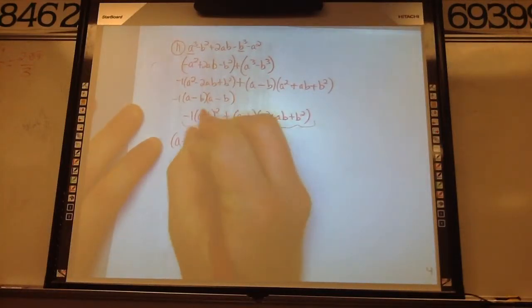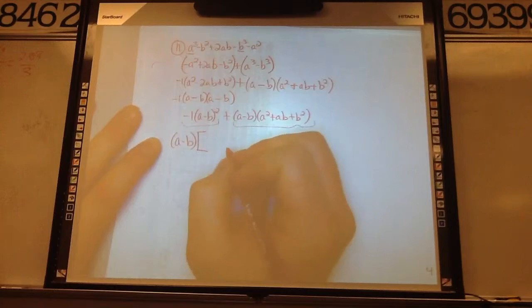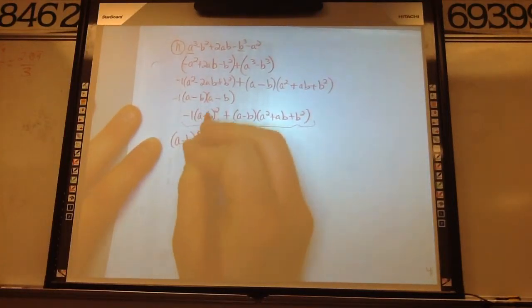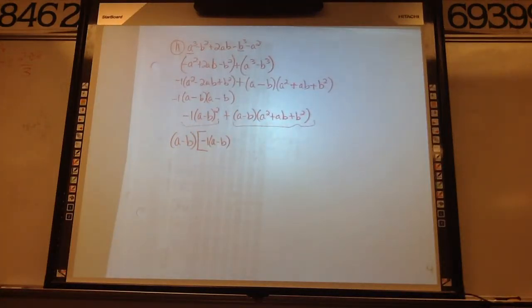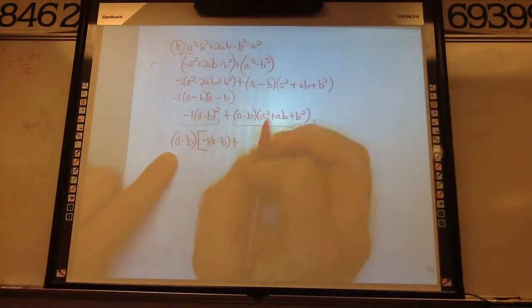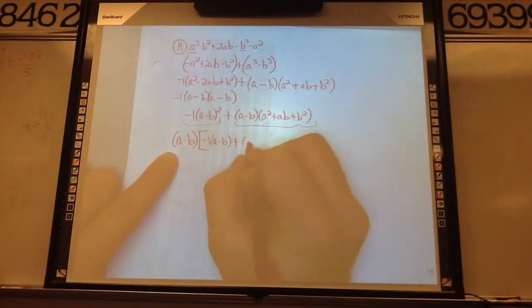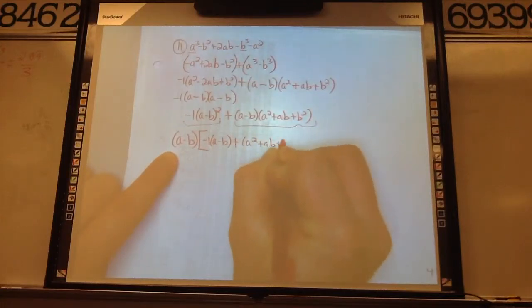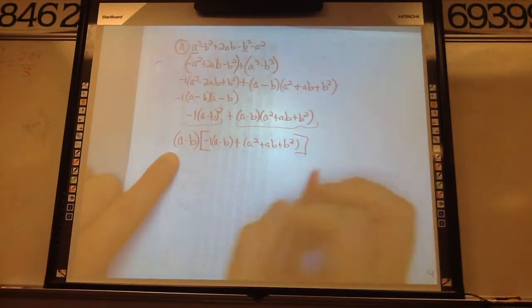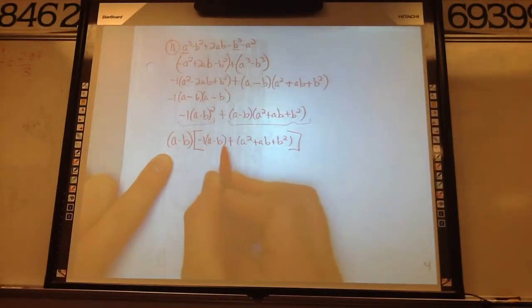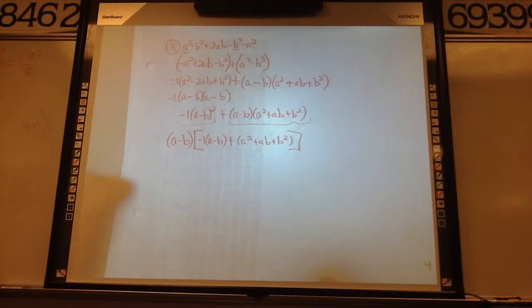A minus b times what gives me that? Negative 1 times a minus b, because it's an a minus b times a minus b squared. Plus, well, that's a minus b, so it's just this part, right? a squared plus ab plus b squared. Now I can distribute that negative 1 and combine like terms inside there.